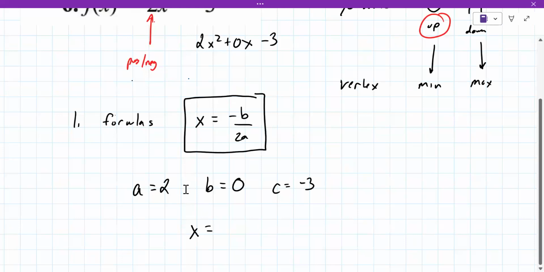Negative 0 over 4, which ends up being 0. Really good, really good. Okay.